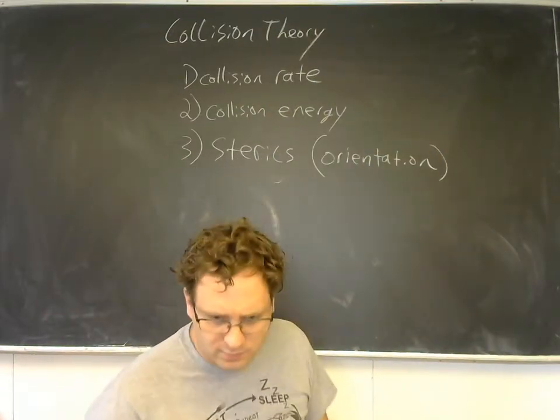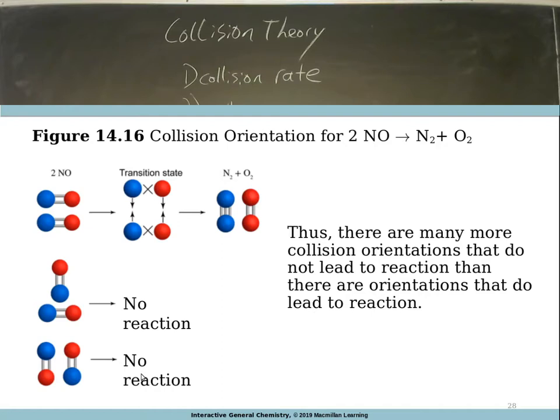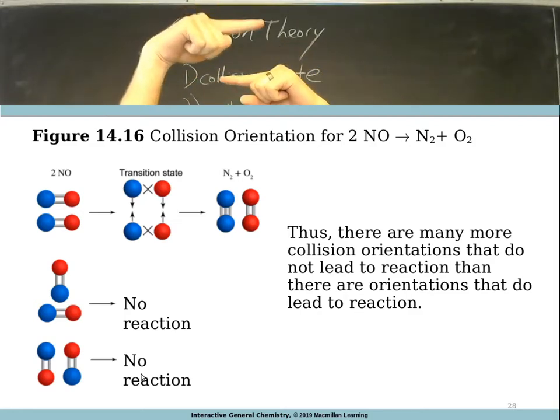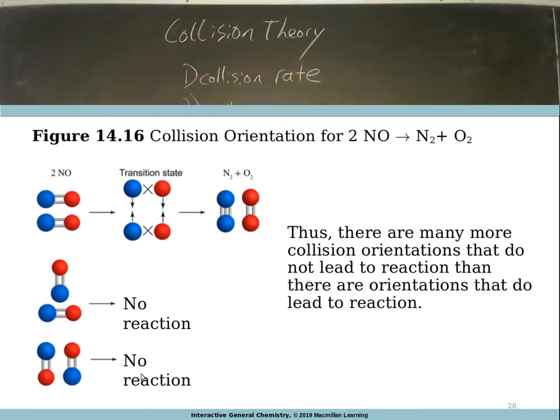So here we have figure 14.16, looking at that same nitrogen monoxide reaction. And you can see if they collide sort of side by side like we see at the top, then the orientation is right for the nitrogens on the left to form the triple bond, and the oxygens on the right form the double bond.